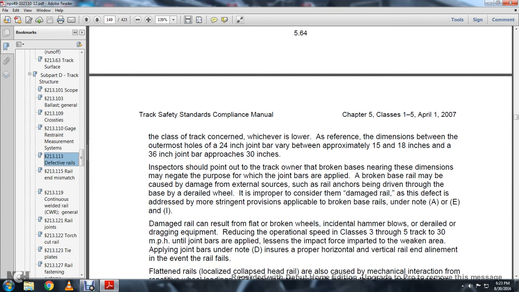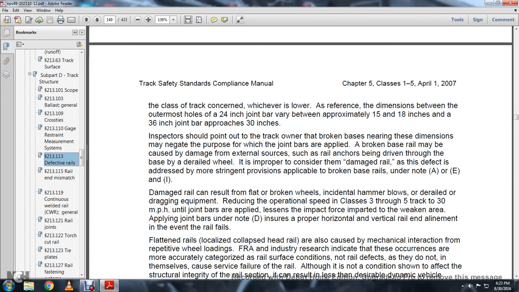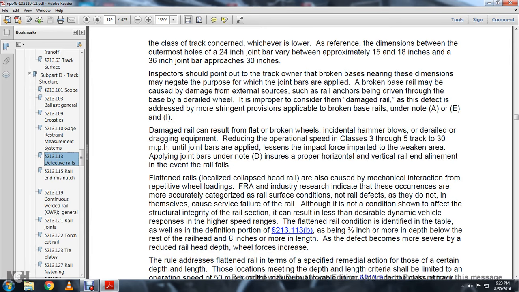In reference to the dimension between the outermost holes, a 24-inch joint bar varies between approximately 15 to 18 inches, and 36-inch joint bars approach 30 inches. Inspectors should point out to the track owner broken bases nearing these dimensions and may negotiate the purpose of the joint bars applied.